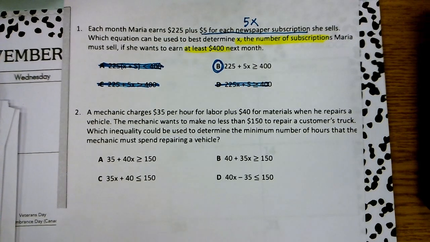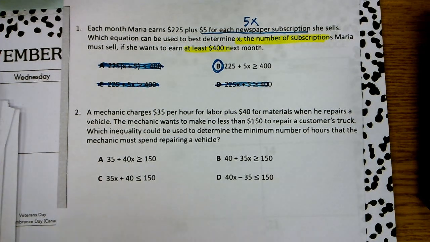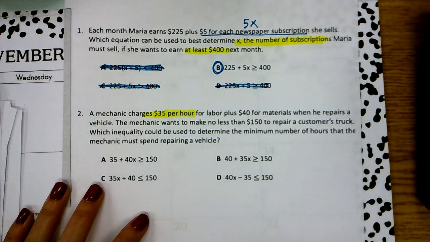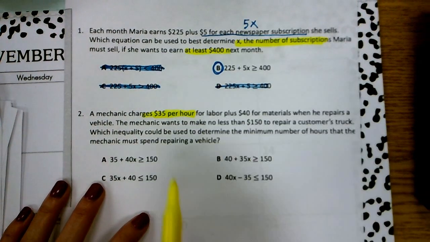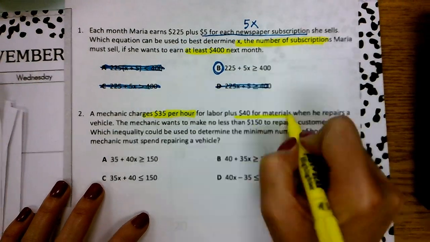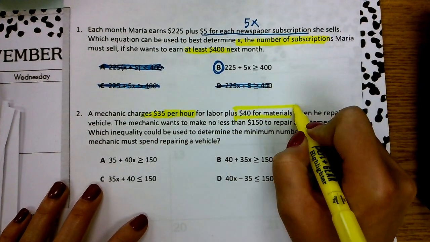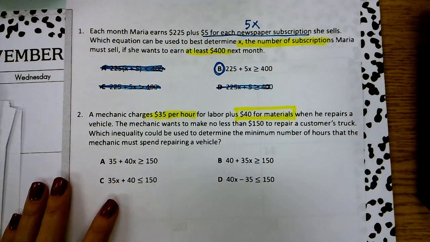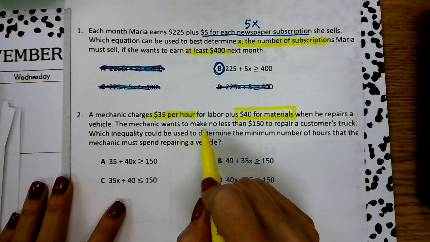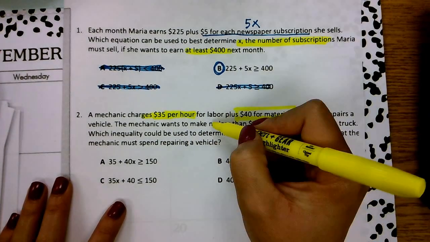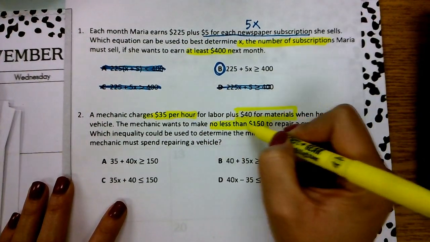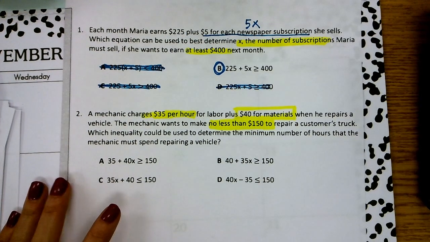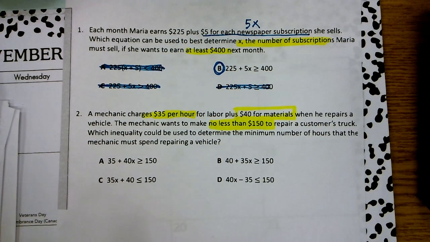So, we're going to go back through and highlight keywords or phrases. So, $35 per hour, that's important. And then plus $40 for materials no matter what. So no matter how many materials he needs, he's charging you $40. We want to keep reading. So he wants to make no less than $150. So let's highlight that. No less than $150. That right there is going to help us figure out what inequality symbol we have to use.